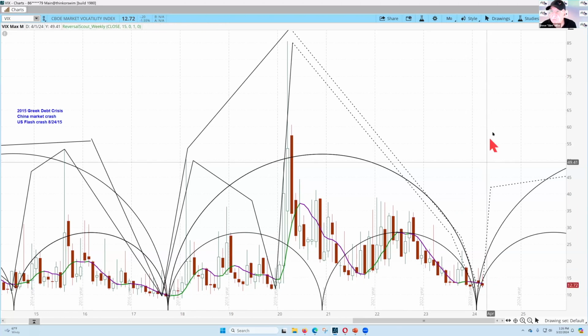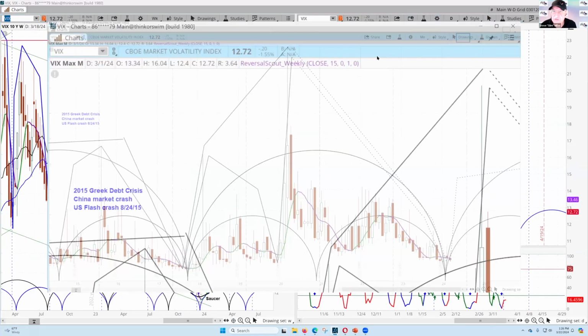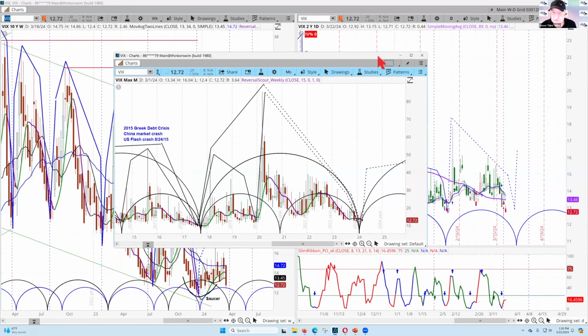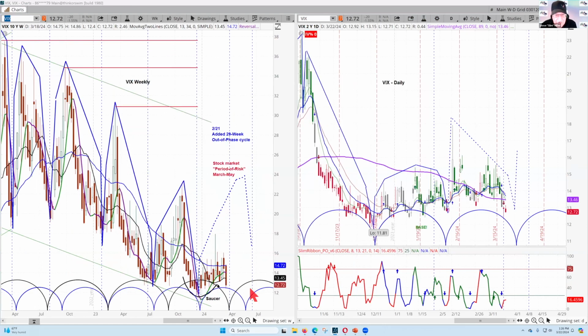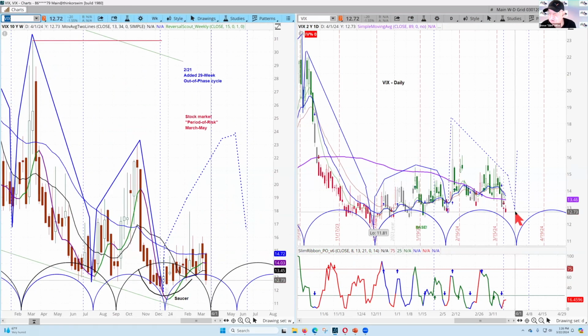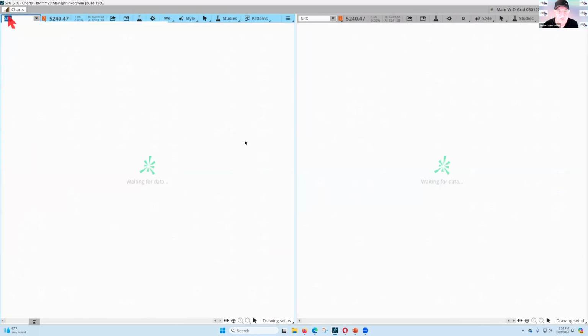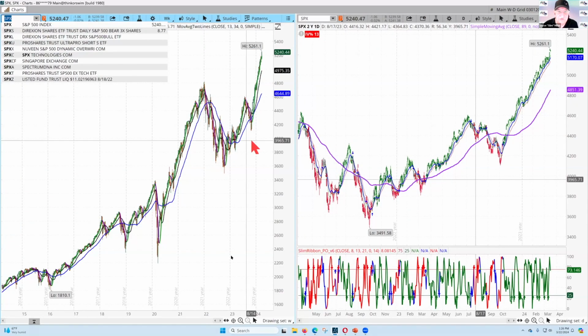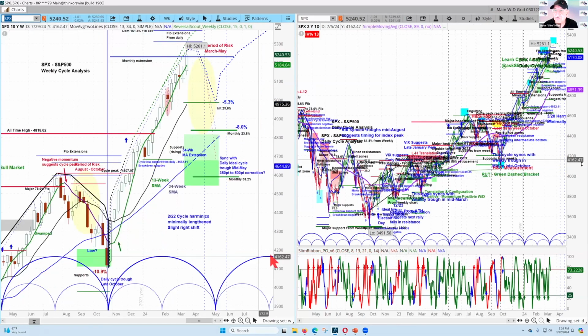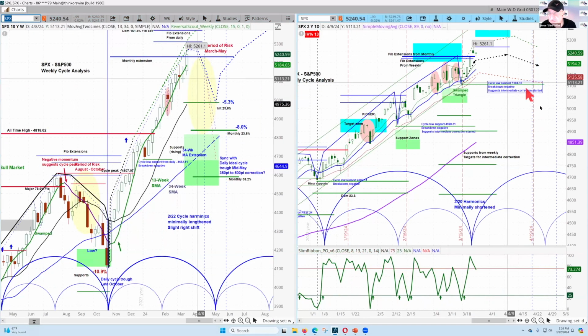So the monthly bottoming, as you see right over there, the weekly bottoming, as you see right over here, and the daily bottoming, as you see right over here, what does that tell you? Sometime in the next number of days, maybe a couple weeks, the VIX is going to bottom and very likely going to have a large upward spike. If that's the case, then the S&P 500 or the indexes are very likely to go into this corrective period that we're talking about here on the weekly on the left, on the daily on the right.